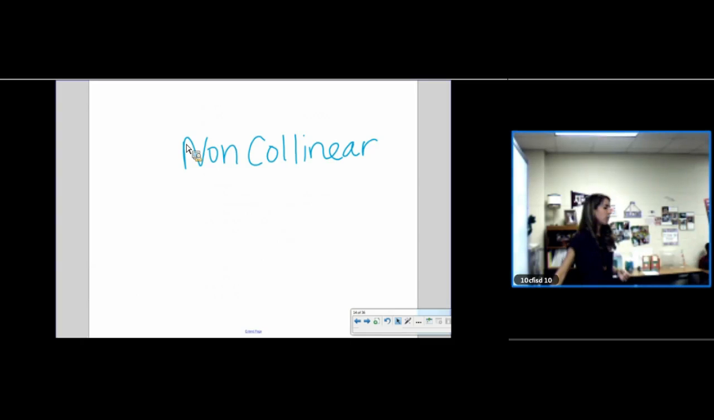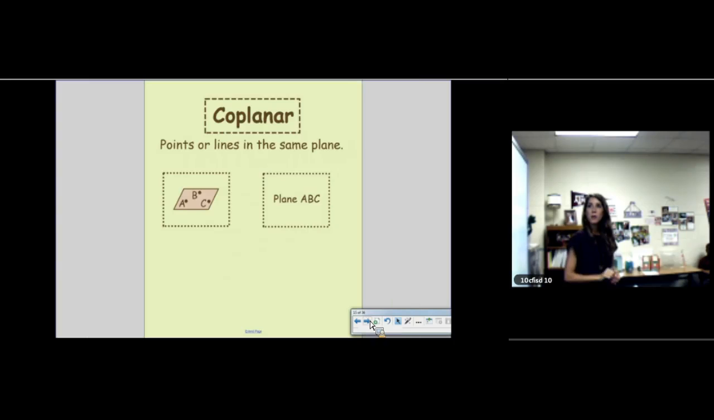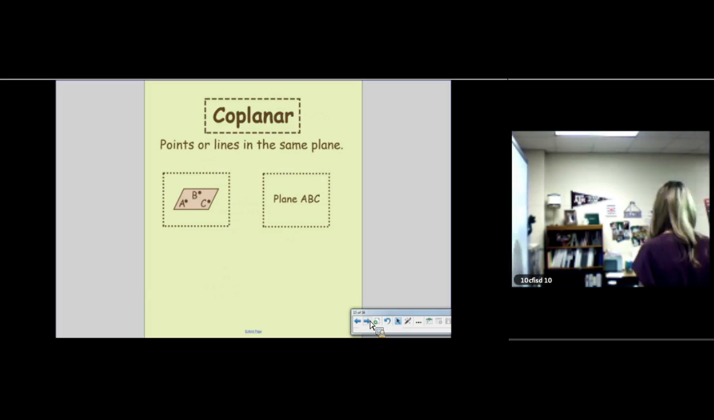Okay, now we're on the back. Flip. Okay, so if collinear means same line, then coplanar means same plane. Awesome, thank you. Same plane. Coplanar. Same plane. So we're on the back now. Careful. We're on the back.